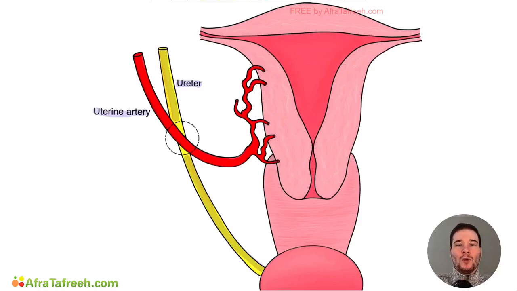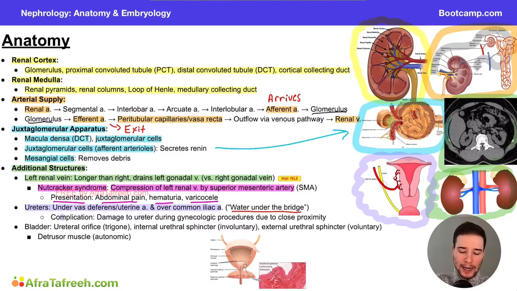And why does this matter? Well, anatomically, it's really important in surgery, particularly gynecologic surgeries. And that's how they like to ask this question, is that complications can occur and that we can have damage to the ureter during gynecologic procedures due to the close proximity of the two structures together.